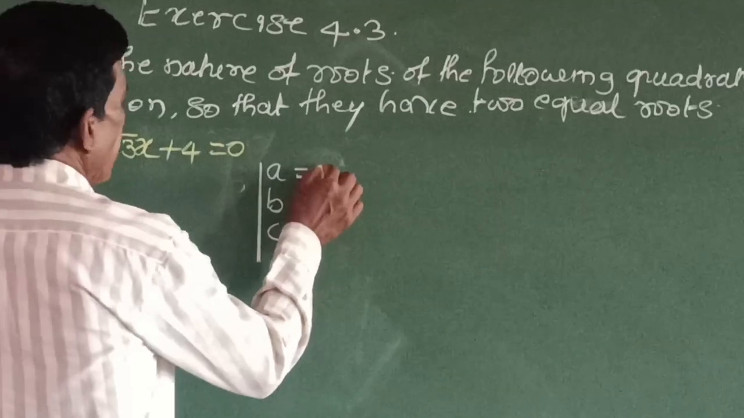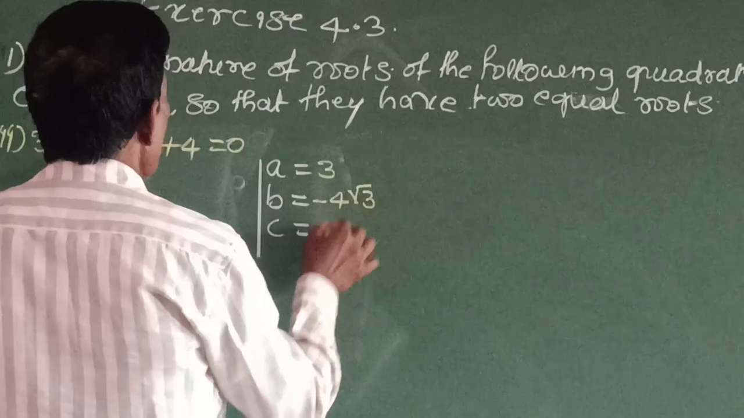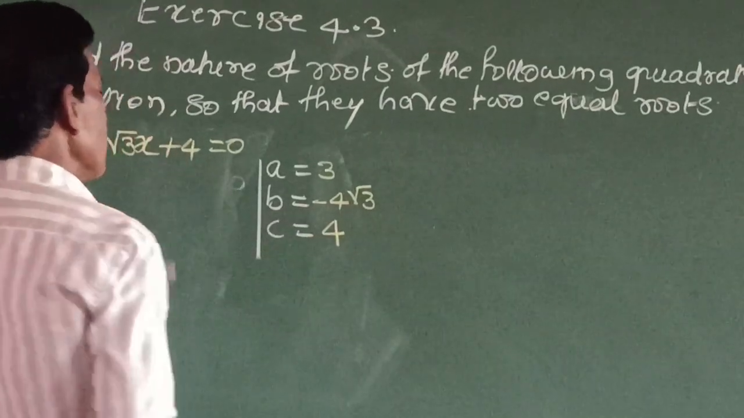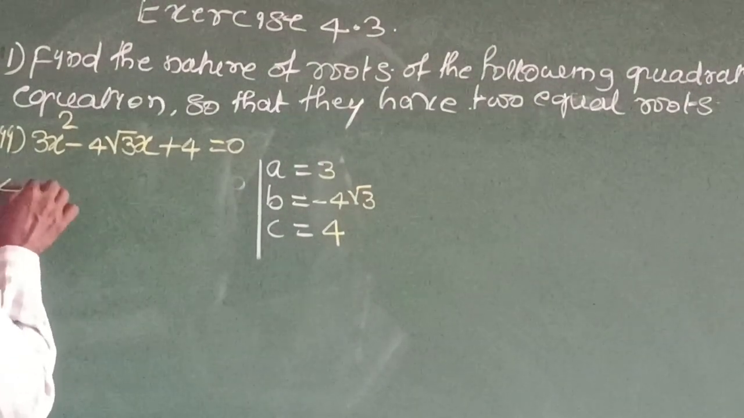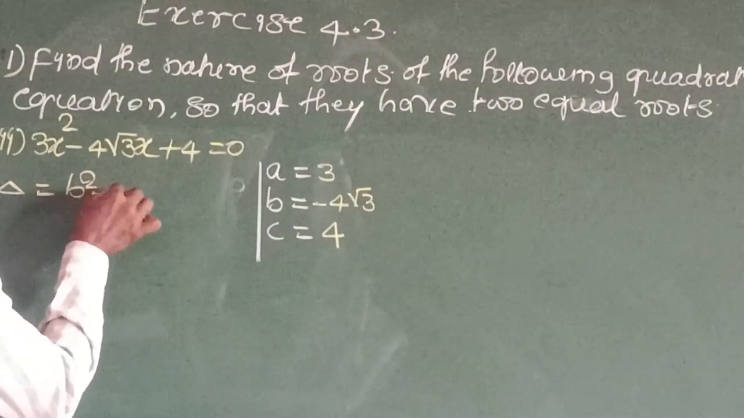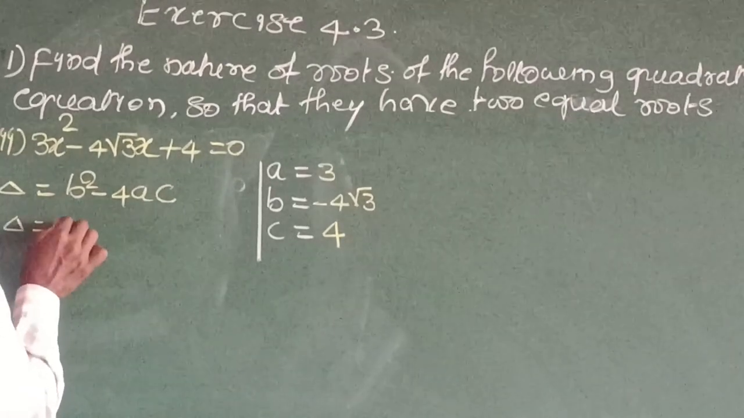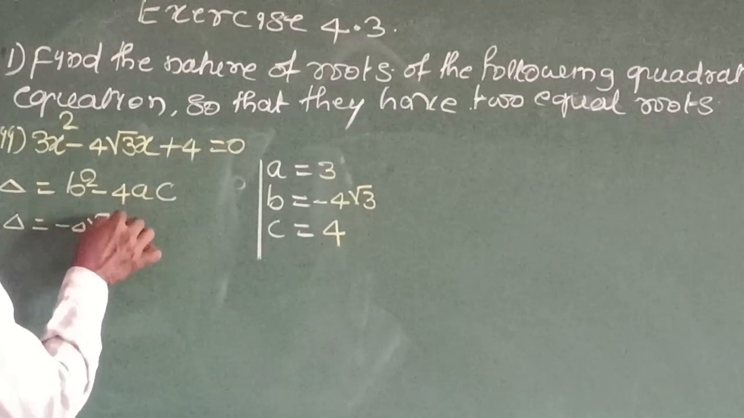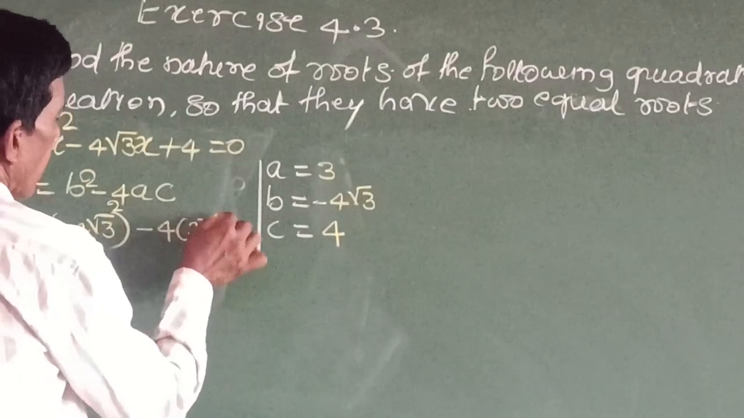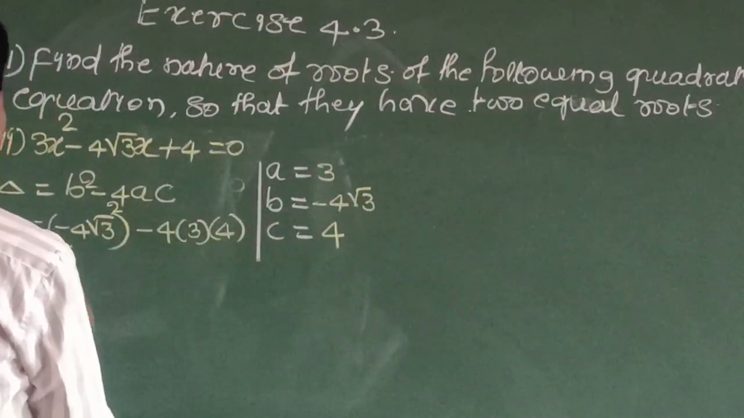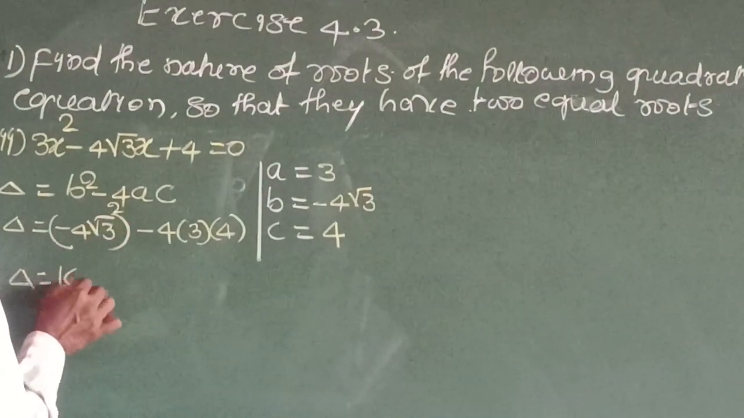Right. A is 3, b is minus 4 root of 3, c is plus 4. So delta equal to b square minus 4ac. Delta equal to (minus 4 root of 3) square minus 4 a 3 c 4.